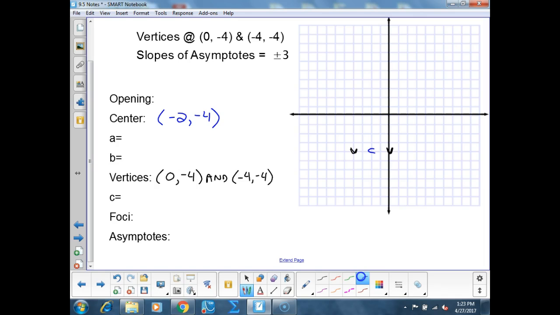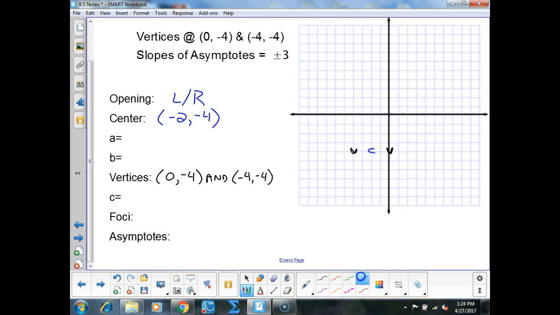Now, what do you also know? You know it's a left-right opening hyperbola. Why do you know that? The vertices are left and right of the center. So it's got to open left and right. If the vertices were above and below the center, it would open up and down.